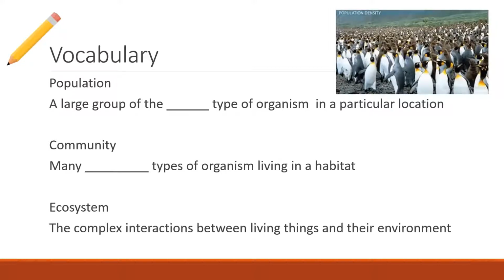A population is a large group of the same type of animal. That's why I said like a population of mud crabs or river crabs, whatever I said. And a community is many different types of organisms living in a habitat. What is an ecosystem? The ecosystem is the complex interaction. So how do they interact with each other?